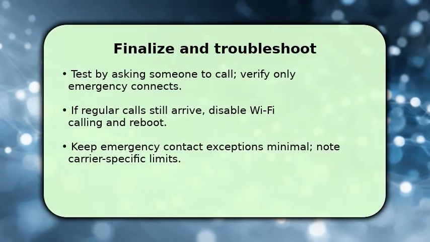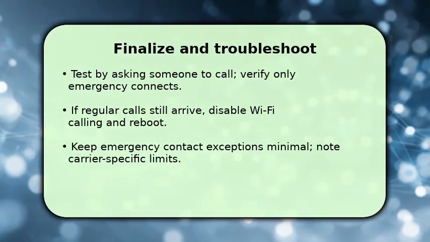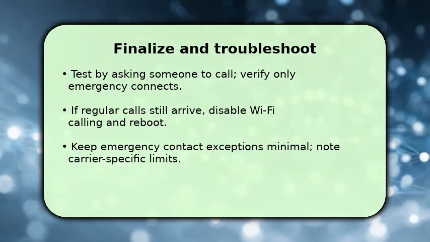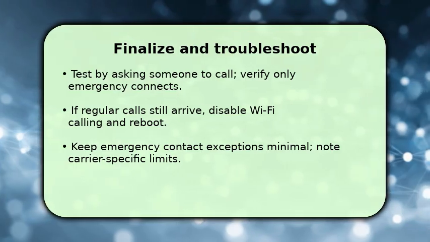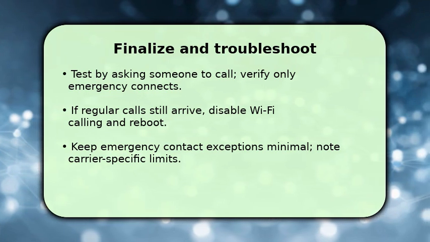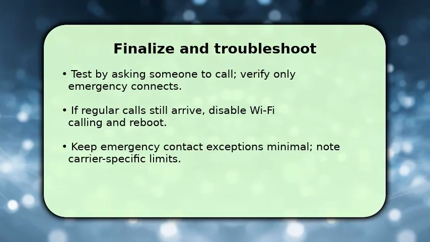If regular calls still come through, go back and disable Wi-Fi calling, check Do Not Disturb exceptions, and reboot the phone to apply settings. Troubleshooting tip: if blocking fails, contact your carrier. Some networks or devices override restrictions for emergency reachability, so they can explain carrier-specific details.